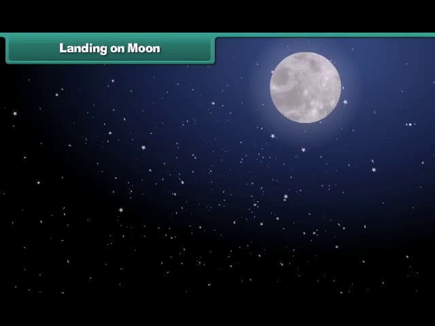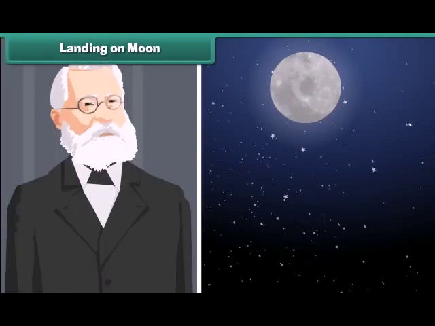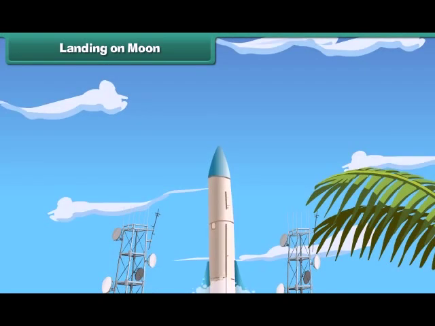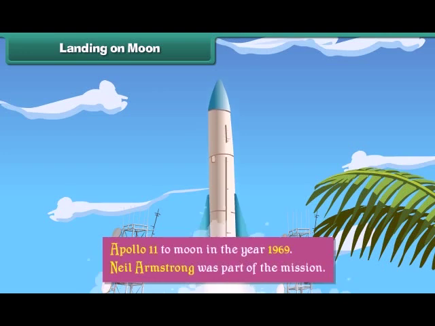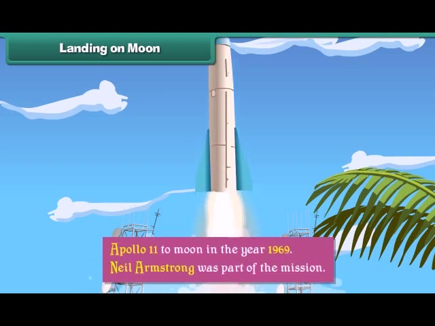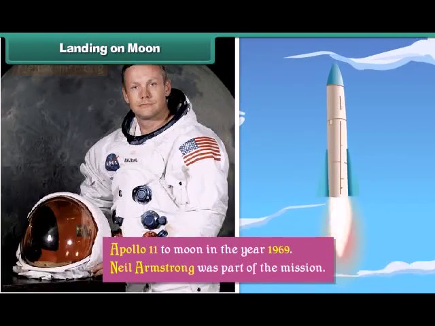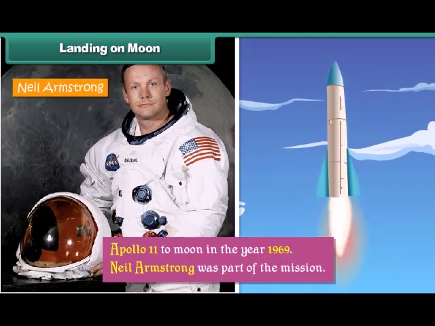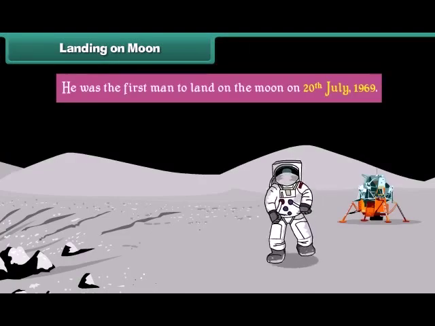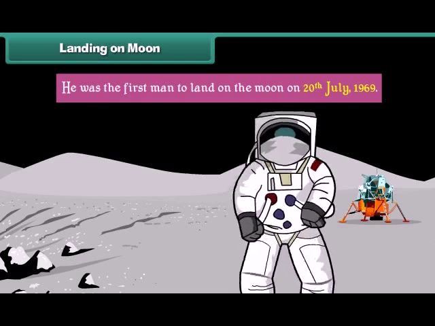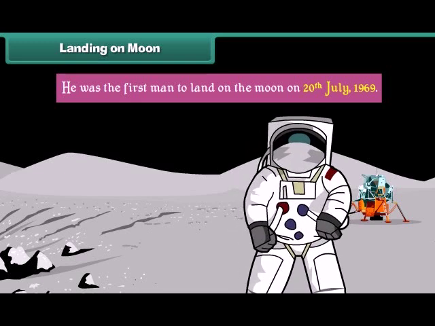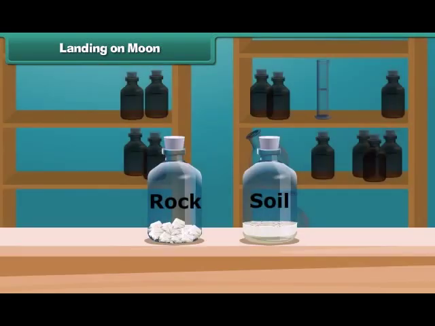Landing on Moon. Even though life is impossible on Moon, it continues to fascinate scientists. They wanted to learn more about it. Therefore, they sent a mission called Apollo 11 to Moon in the year 1969. Neil Armstrong was part of the mission. He was the first man to land on the Moon on 20th July 1969. He performed various experiments on the Moon and brought back samples of soil and rock.